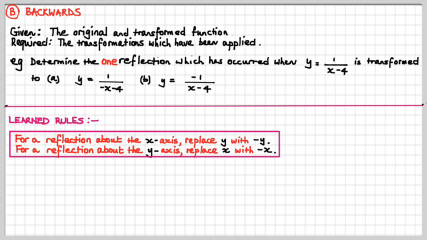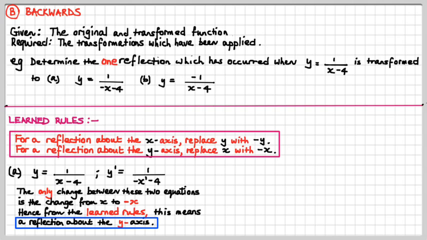Learned rules again, restating them. Now, with part A, we have the original and the transformed functions, and we can notice straight away that really the only thing that's been changed is the x term, and it's been changed to minus x, and I've called it x dashed, of course, to make sure I understand it's the transformed function, but it's quite clear to me that there's a reflection. The x has been made into minus x, so there's a reflection about the y-axis. Yes, that's what it is.